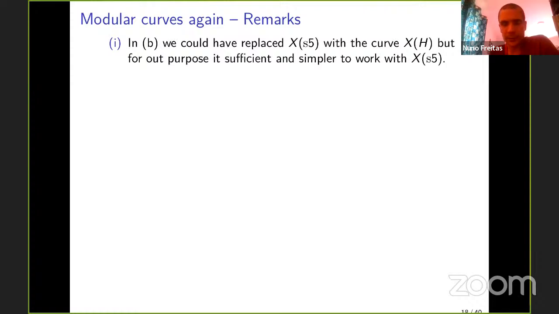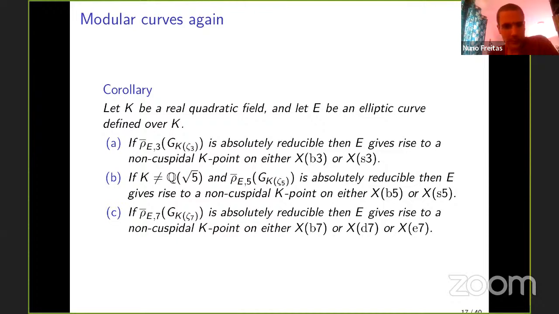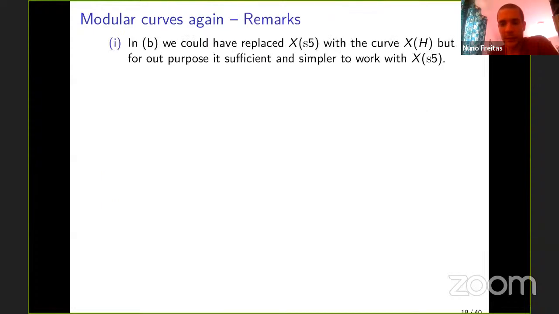Why is this an improvement compared to the previous description? Note that this is just a comment about part B, because here in part B I write X of S5, but we actually had a more specific description. If you remember, we had this specific group X of H, and we are not using XH because in practice, everything we calculate later on works simpler with X of S5, but the reality is that we could have replaced in the corollary X of S5 with XH.